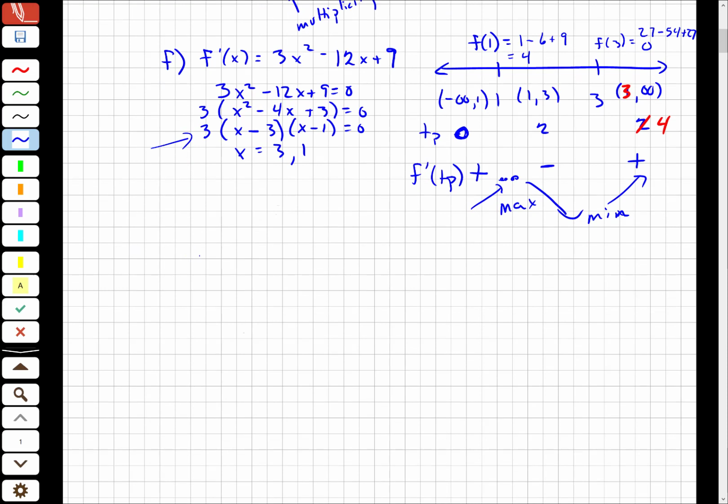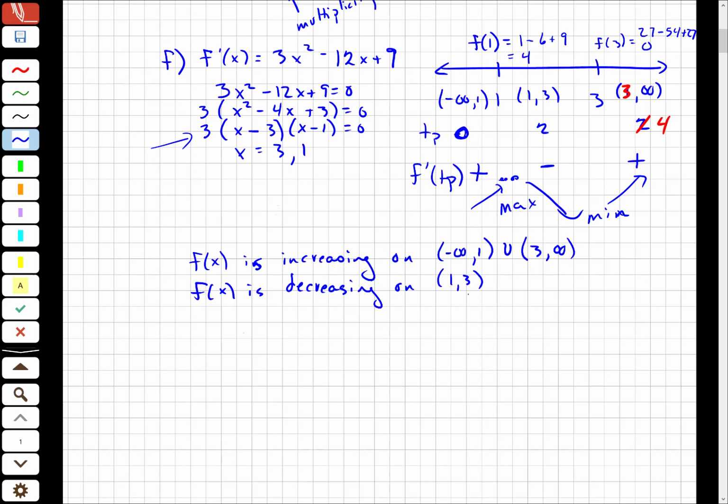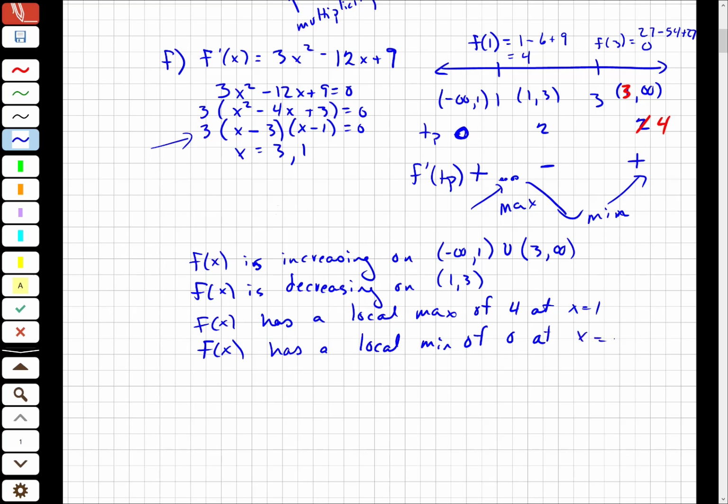Okay, so then I'm going to write these conclusions for f. So f of x is increasing on minus infinity to 1, union 3 to infinity. F of x is decreasing on 1 to 3. F of x has a local or relative max of 4 at x equal to 1. And f of x has a local min of 0 at x is equal to 3. Is this okay? Okay.